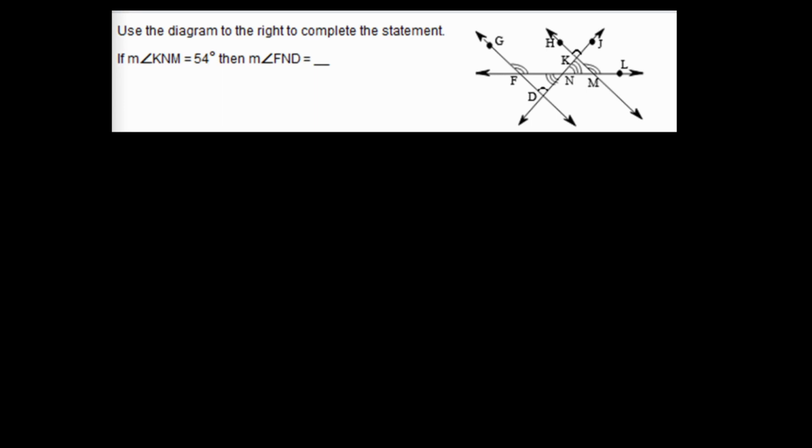All right, let's talk about a couple things that we really need to know before we start solving this. I know we have talked about them in today's lesson, but I just want to make sure that we remember a couple things. So, a straight line, also called a straight angle, always measures 180 degrees.